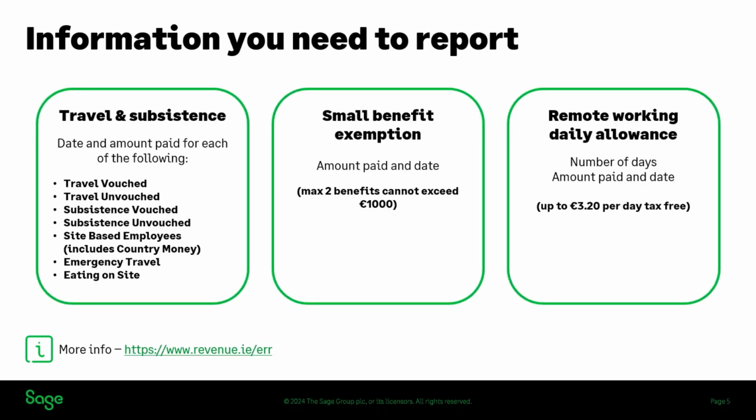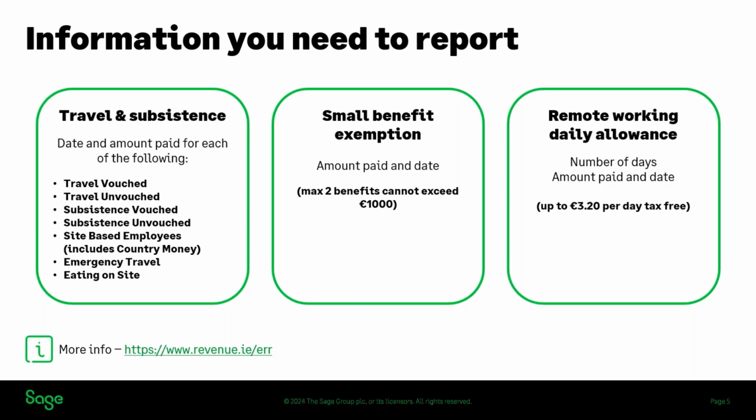So what are the categories you need to report? Well, there are three main categories. The first one is travel and subsistence. So for any travel or subsistence expense that you're reimbursing, you need to report the date and amount of that expense. And you also need to report which of the following subcategories that expense falls into. So the 7 subcategories are travel vouched and travel unvouched, subsistence vouched and subsistence unvouched, site-based employees, and that's the category that includes country money, emergency travel, and eating on site.